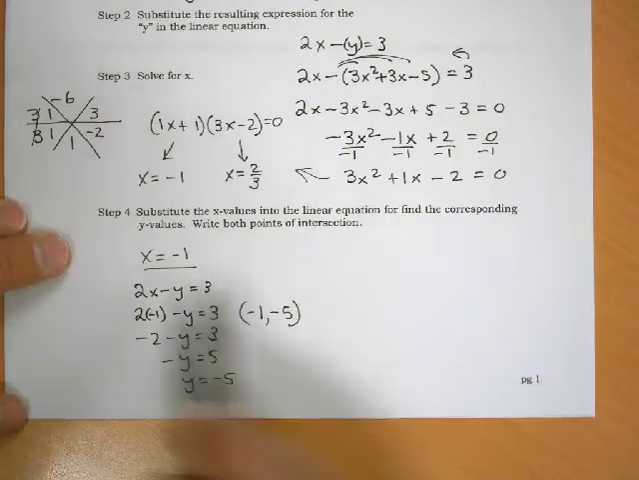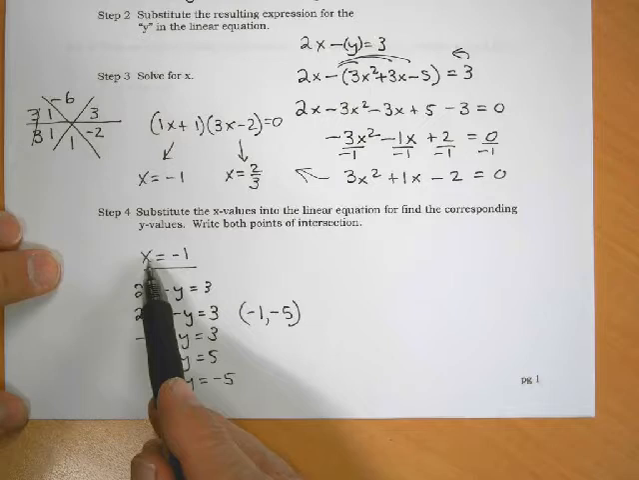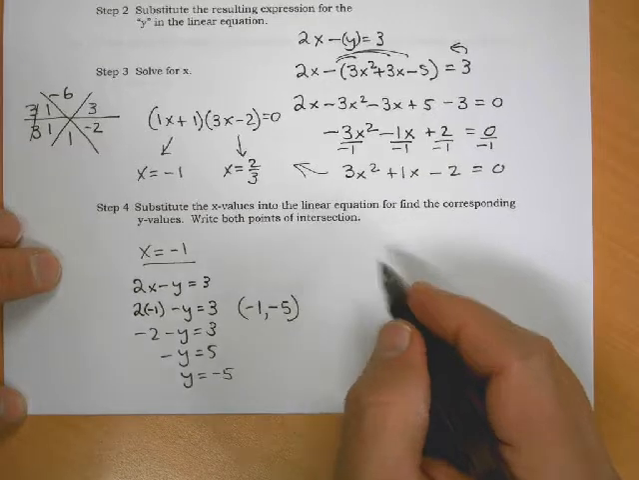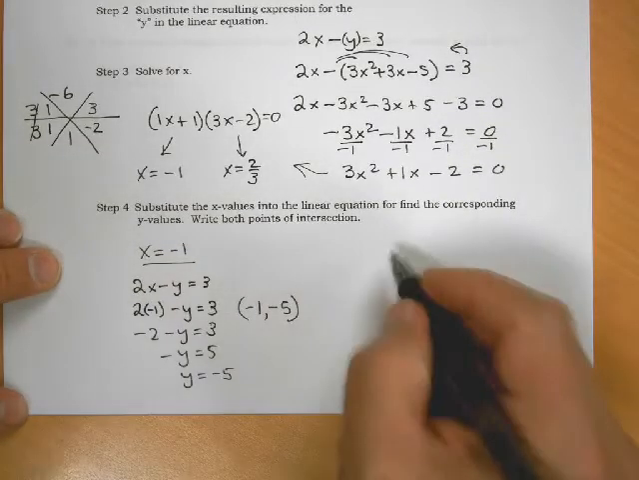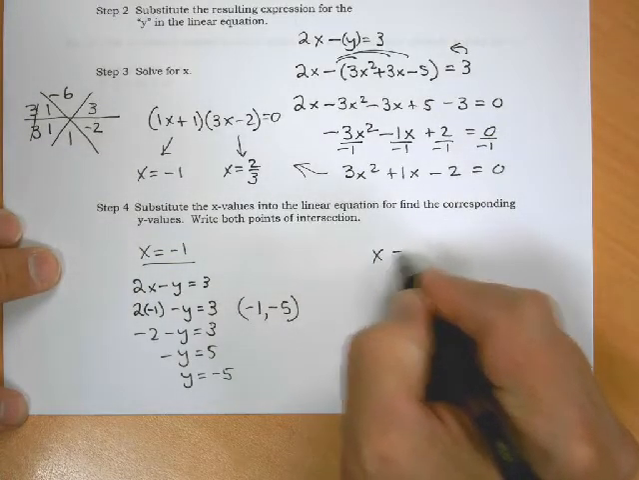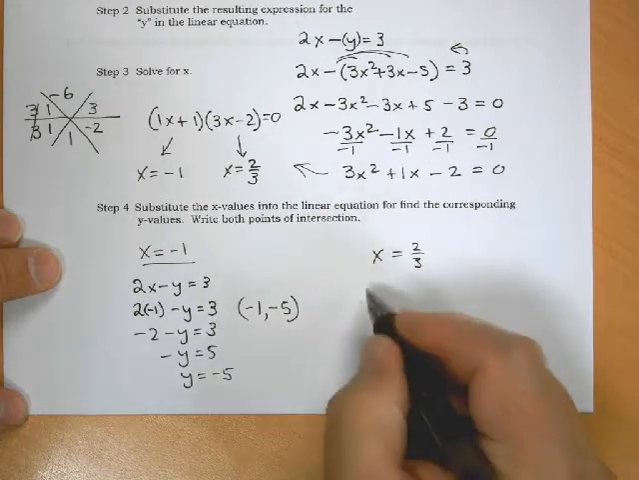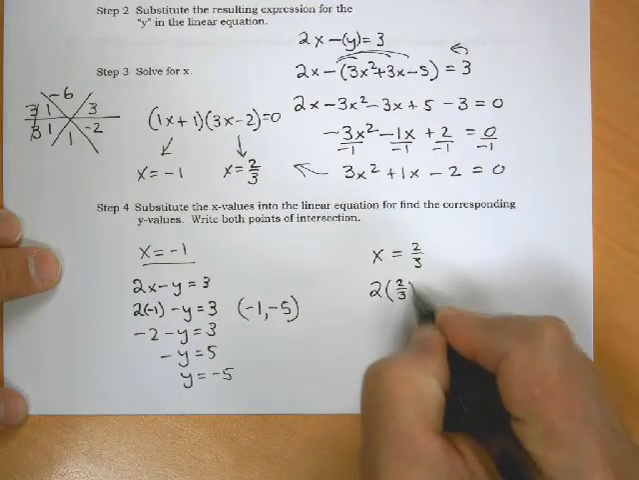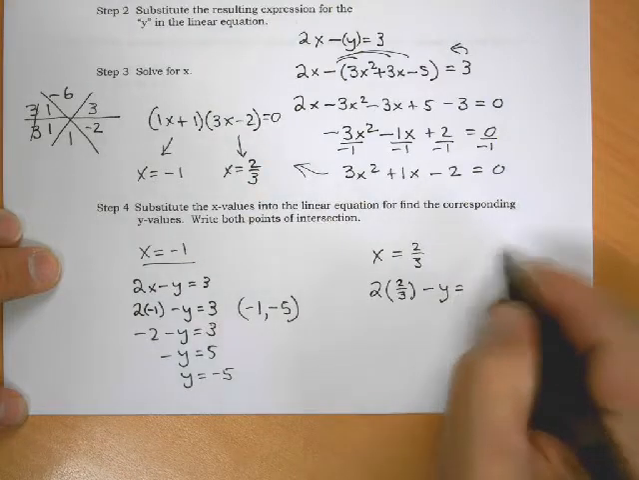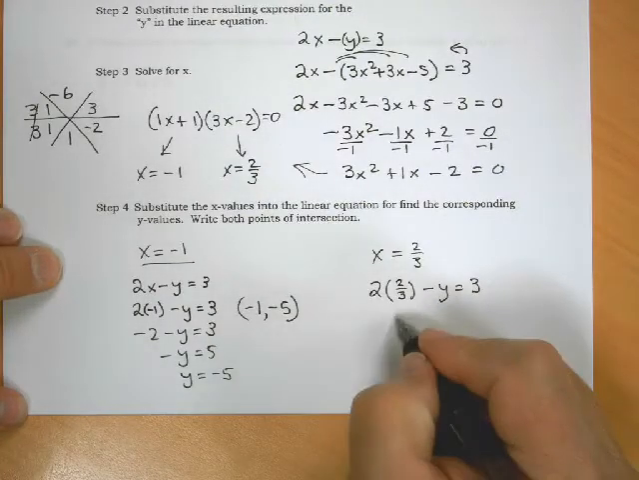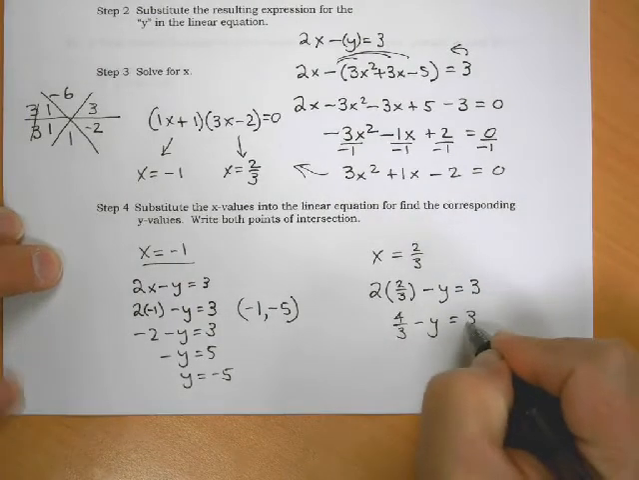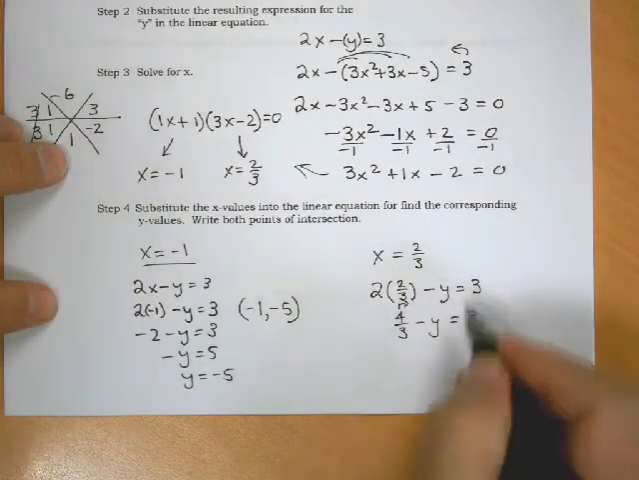Okay, let me repeat what I did there. I took x equals -1 and I plugged it into the linear equation and solved it. And now I'm going to do something similar with the other answer, 2/3. So x equals 2/3, and I'll plug that in. So this gives 4/3 minus y equals 3. And I'll subtract 4/3 off both sides.